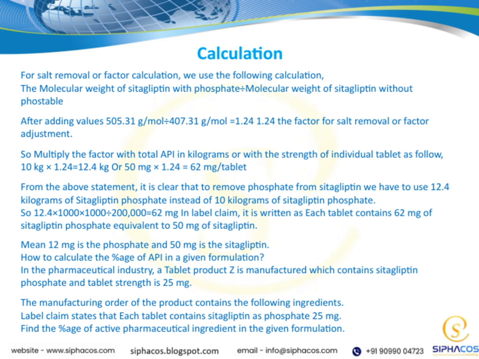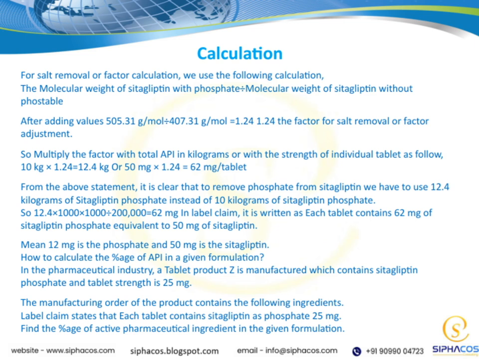In the label, it states that each tablet contains 62 milligrams of sitagliptin phosphate, which is equivalent to 50 milligrams of sitagliptin. So, what this tells us is that approximately 12 milligrams of phosphate correspond to 50 milligrams of sitagliptin.